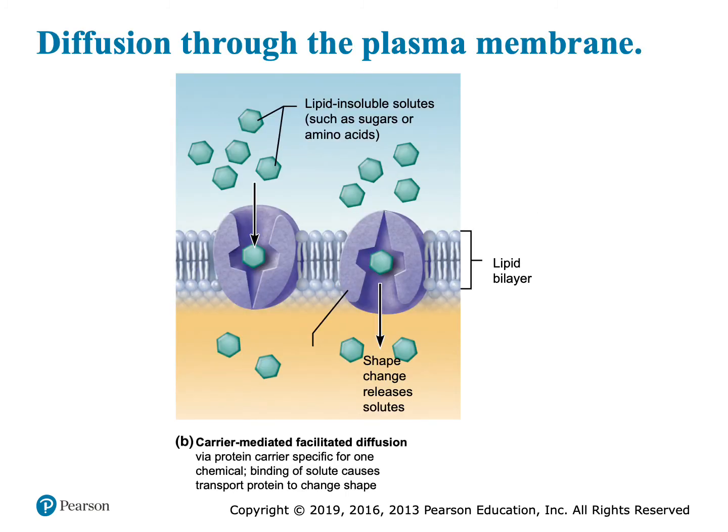This is showing that lock and key mechanism. So there's that carrier-mediated protein, and you can see it's staying locked on the inside of the cell side. But if the right thing comes and binds to it, it's going to change shape and allow that thing in.